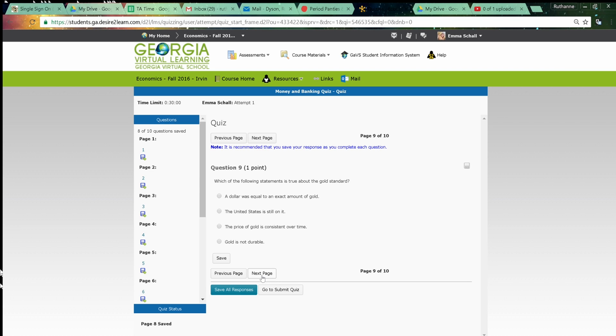All right, number 9. Which of the following is true about the gold standard? So a gold standard is basically any time we use gold to define the value of currency. So if we look at this, gold is not durable. That's not true. Price of gold is consistent. That is definitely not true. Price of gold fluctuates and changes all the time, which is one reason some places abandoned the gold standard. United States is still on it.